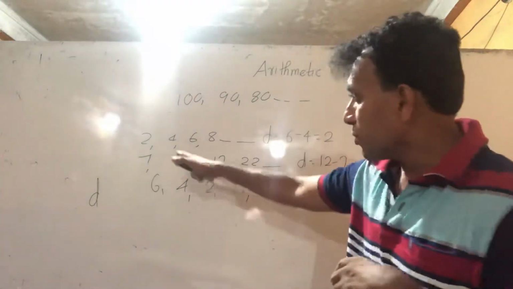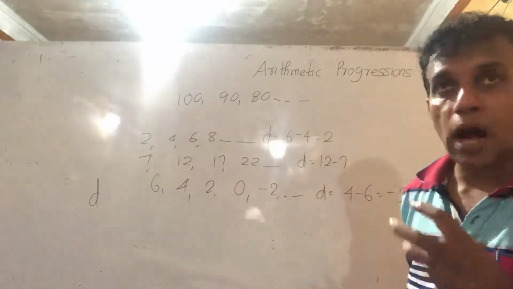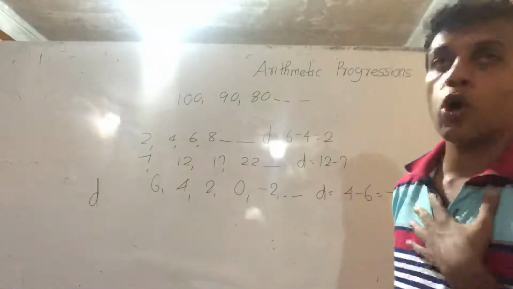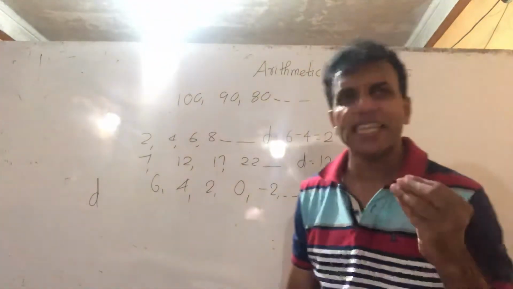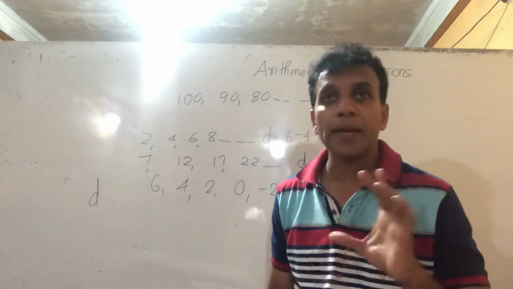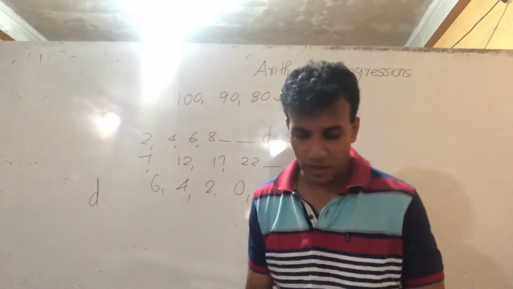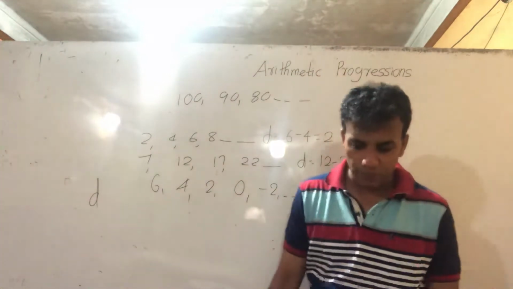It's called everywhere increasing by a common number or decreasing by a common number. That is an arithmetic progression, arithmetic series. The short form here is AP, right? Okay. So using this knowledge, we'll see some questions.